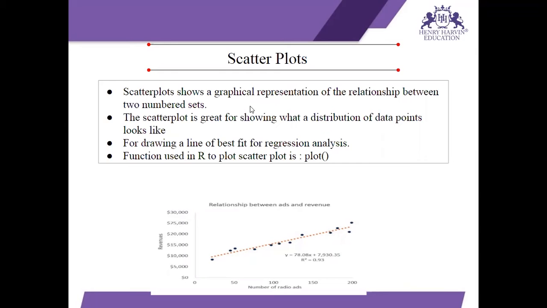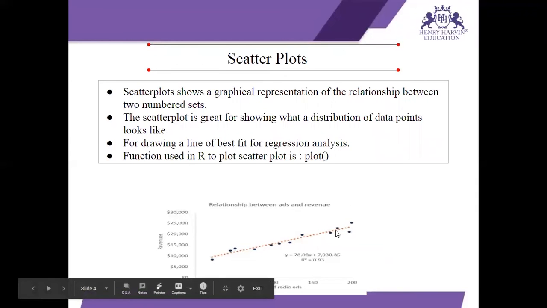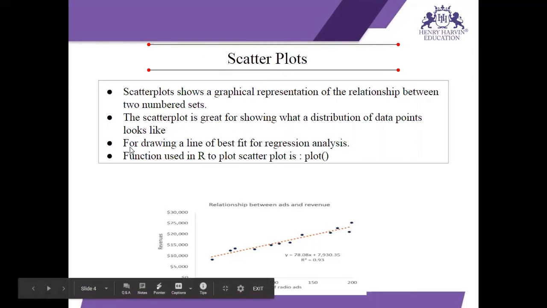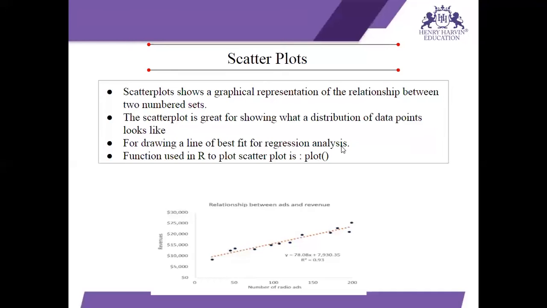So if there is any data set having two variables, for example height and weight, and you want to show a relationship between them, you can always use scatter plots. The scatter plot is great for showing what a distribution of data points looks like. So they compare the x-axis and the y-axis and plot the points according to the data available, showing a relationship between both the axes. Then drawing a line of best fit for regression analysis.